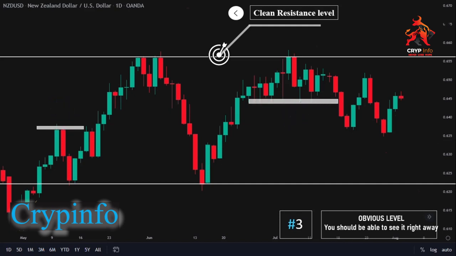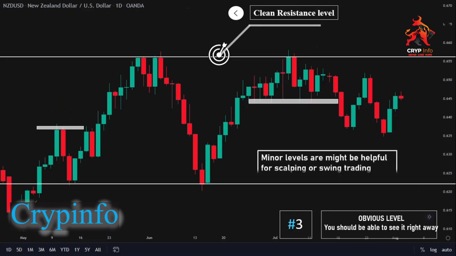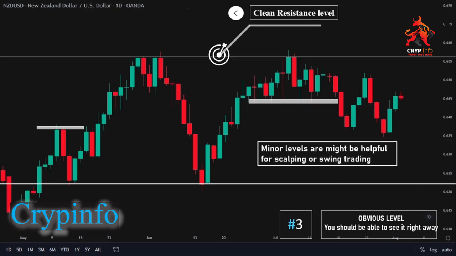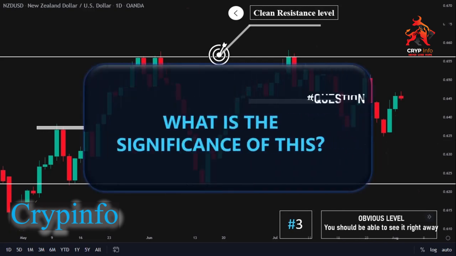Also, you have this next minor level here, which is not obvious. Minor levels might be helpful for scalping or swing trading systems that we will discuss in later videos, but for now, concentrate on the obvious key levels. What is the significance of an obvious level?